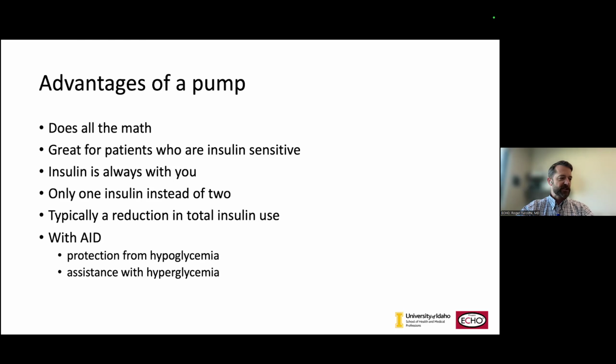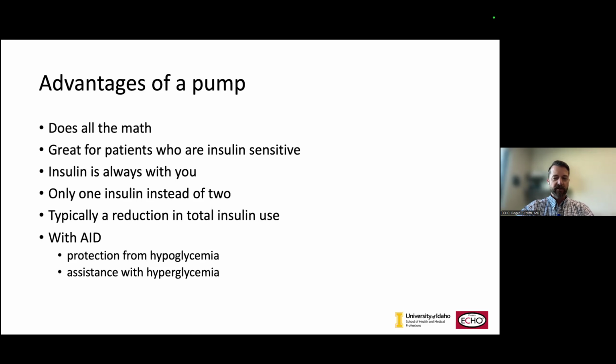So some advantages here, like I mentioned, the pump does all the math. It's really great for patients who are insulin sensitive, who need to receive fractions of doses. That's why pumps are almost ubiquitous in pediatrics and in type 1 diabetes in general. Patients always have the pump with them, so they always have insulin. They don't have to remember to carry it with them. They'll use just one insulin instead of two, and sometimes that can help offset some of the cost of a pump, because that can be an issue.